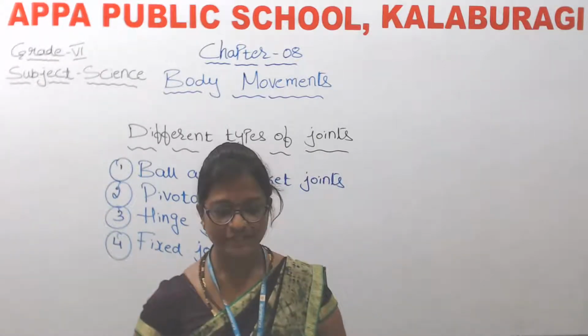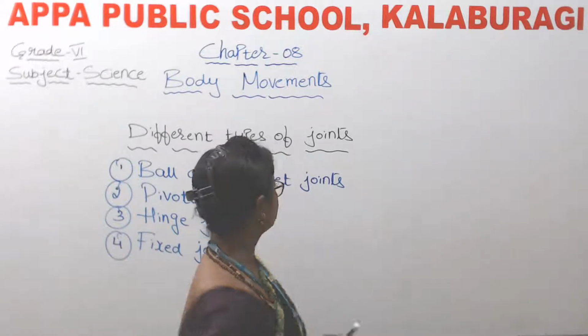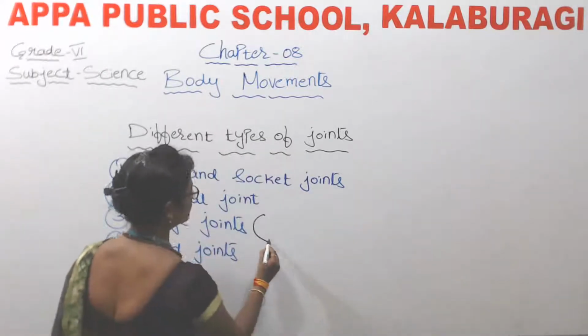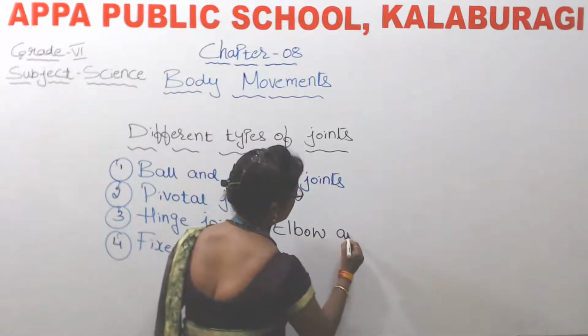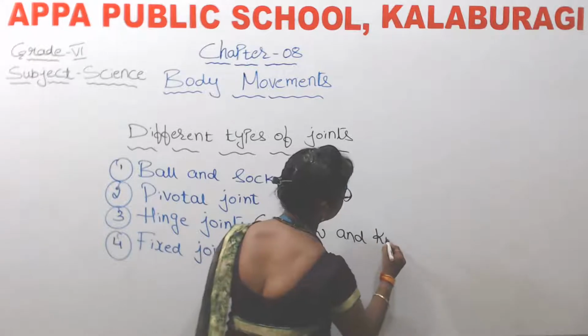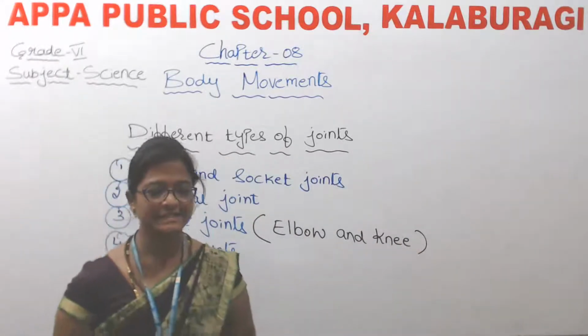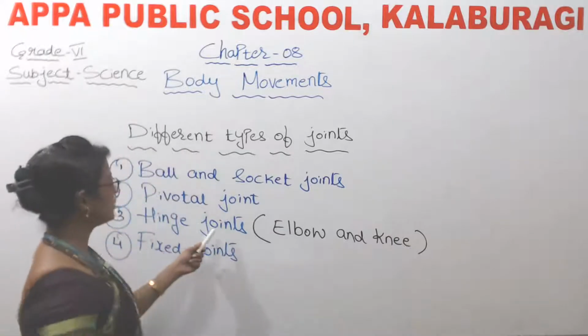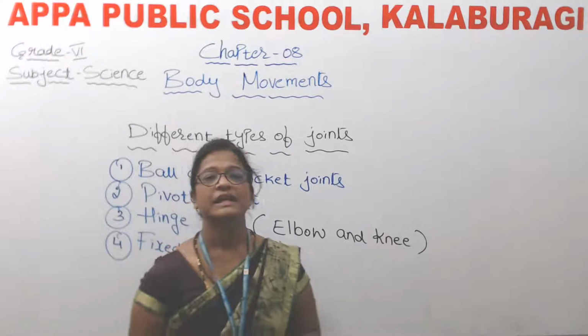So now tell me children, where are these hinge joints present? Yes, hinge joints are present in the elbow and knee, isn't it? So where do we find hinge joints? Hinge joints are present in the elbow and knee.